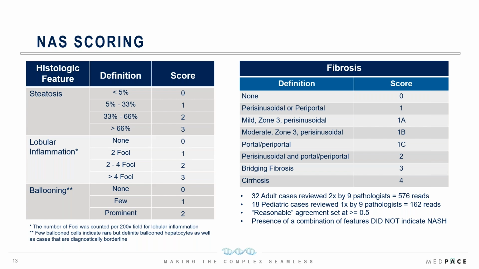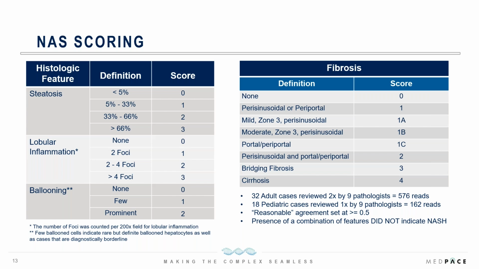Steatosis, very simple in concept. Less than 5% of the slide showing steatosis was a 0. About a third gave you a score of 1. A third to 2/3 a score of 2. More than 2/3 you got a score of 3. And so that seemed pretty straightforward. As we moved to lobular inflammation, they looked at the number of foci that were being seen in that field of view, and based on that, you got a score of from 0 to 3.